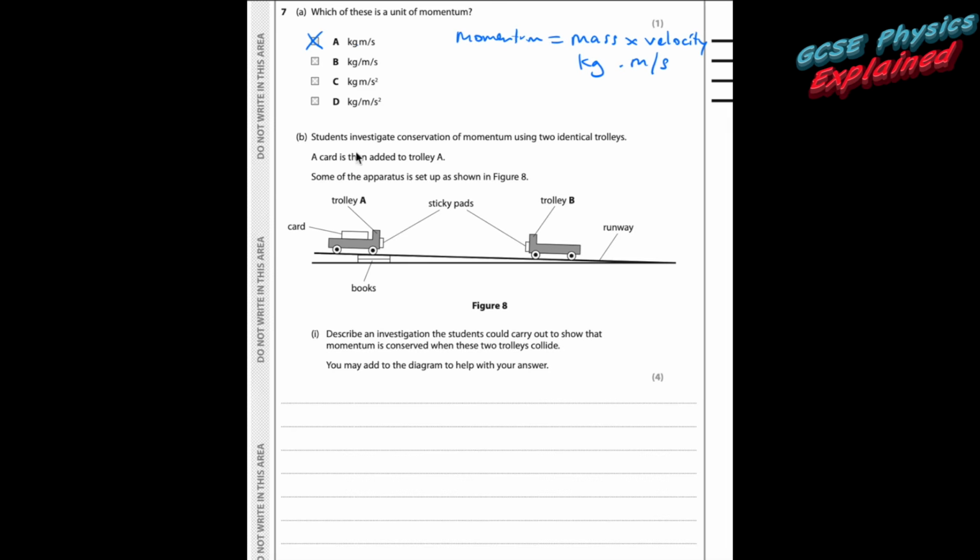Part B. Students investigate conservation of momentum using two identical trolleys. A cord is then added to trolley A. Some of the apparatus is set up as shown in figure 8. Part 1. Describe an investigation the students could carry out to show that momentum is conserved when these two trolleys collide. You may add to the diagram to help with your answer.